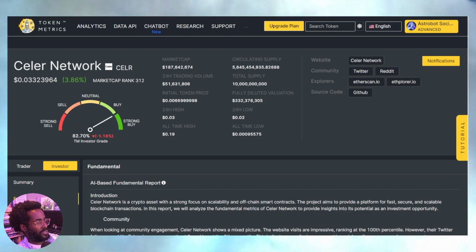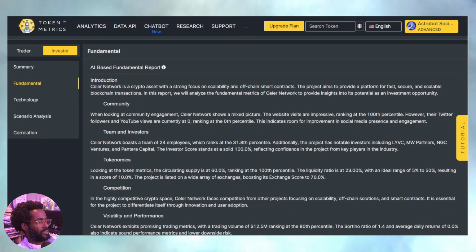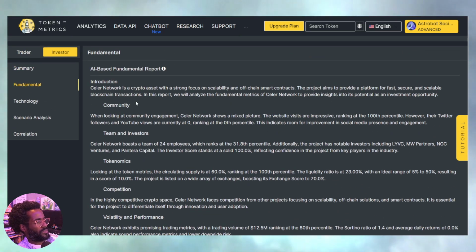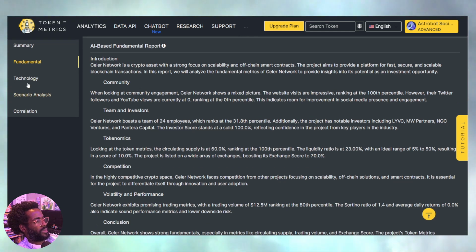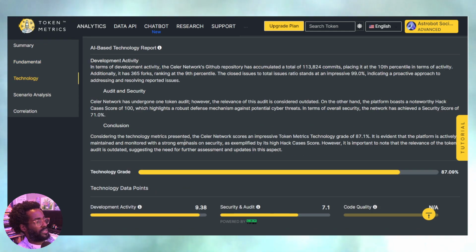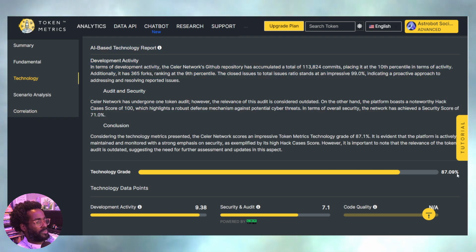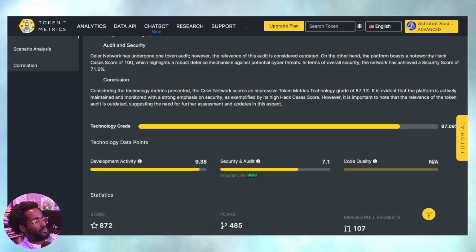So let's talk about Celer. Looking at Celer Network, we can see that it scores relatively well fundamentally, okay? There's a lot going on with the fundamentals of things we want to look at, but what we really want to look at truthfully is the technology. And I like the fact that Celer has been improving over time. Right. I like the fact that Celer Network is staying strong and it's got new narratives.